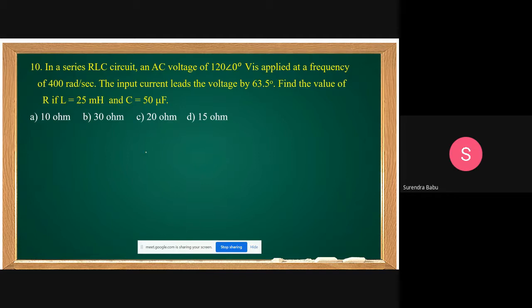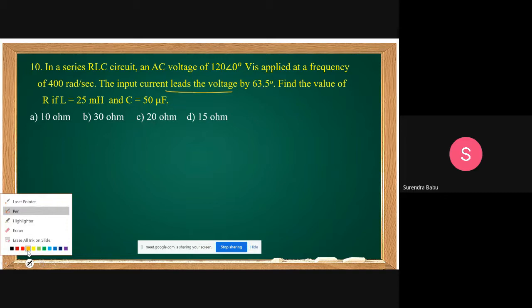In a series RLC circuit, an AC voltage of 120 at angle of 0 degrees is applied at a frequency of 400 radians per second. The input current leads the voltage by 63.5 degrees. Find the value of R if L equals 25 millihenry and C equals 50 microfarad. Friends, the condition is important: the input current leads the voltage.